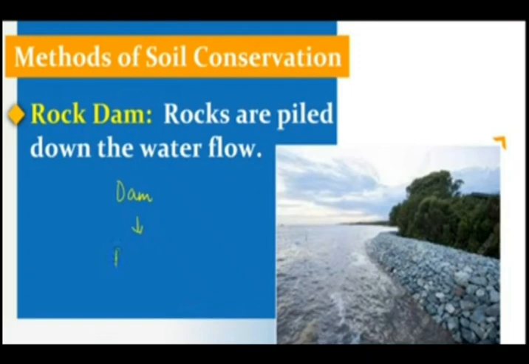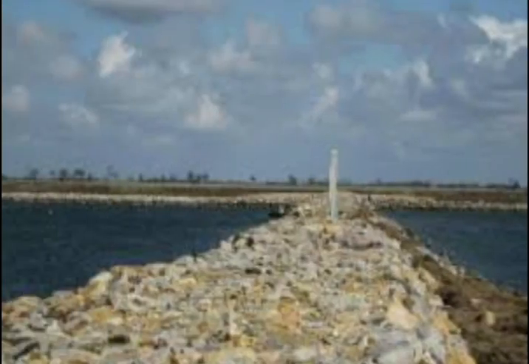Now just look at the next method under the soil conservation topic. The next one is the rock dam. Here a rock embankment is constructed across a drainage way, or other suitable location, to create a temporary basin for collecting sediment. Rocks are piled up to slow down the flow of water, as you can see in this picture.